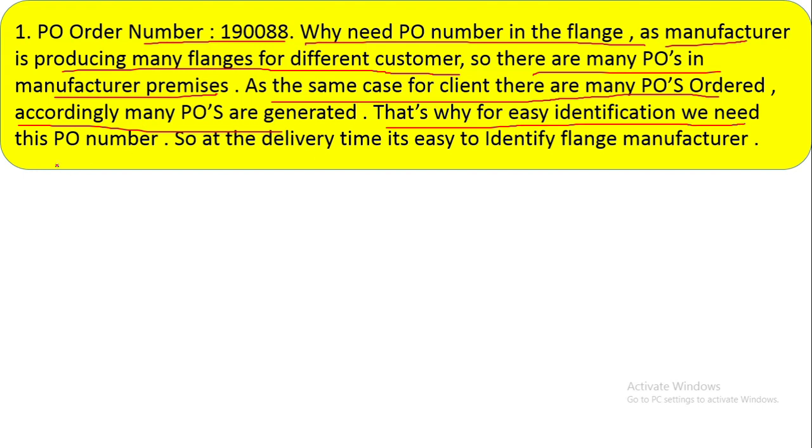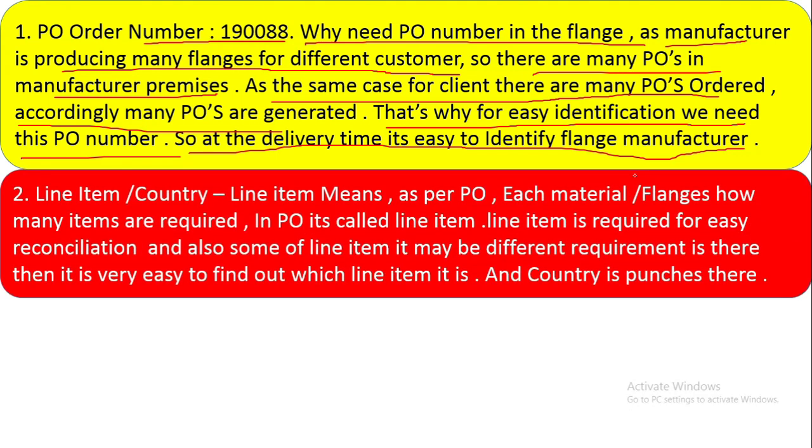So that's why we need this PO number, generated after the order is finalized. At delivery time, it is easy to identify the flange manufacturer and the description of the material. So that's why the PO order number is required. Second is line item country.